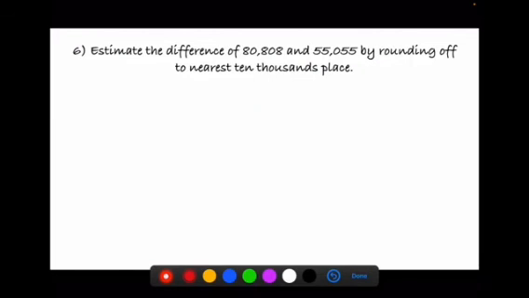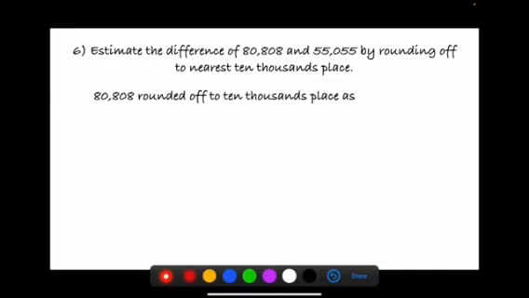Estimate the difference of 80,808 and 55,055 by rounding off to the nearest 10,000s place. The first number, 80,808, rounded off to the 10,000s place gives us 80,000. Children, observe that we have 0 in the thousands place, hence we will just replace all other digits with 0 and let the 10,000s place remain the same.